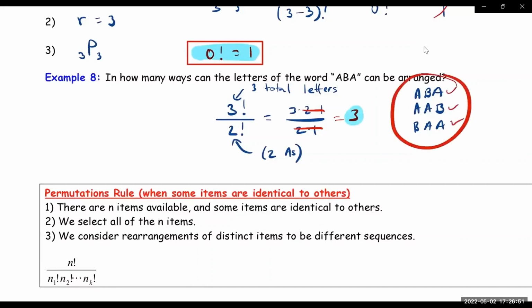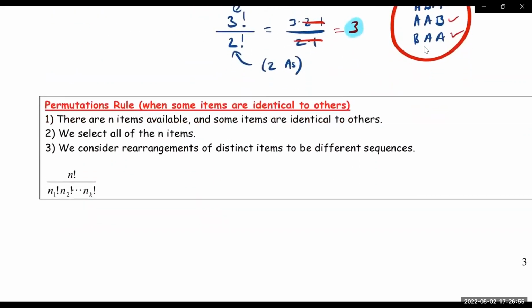1, 2, 3. So let me give you another one. Let's look at Tennessee. T-E-N-N-E-S-S-E-E. Anybody know how to spell Tennessee? Am I missing an N? I think so. Is that right? I think that's right.